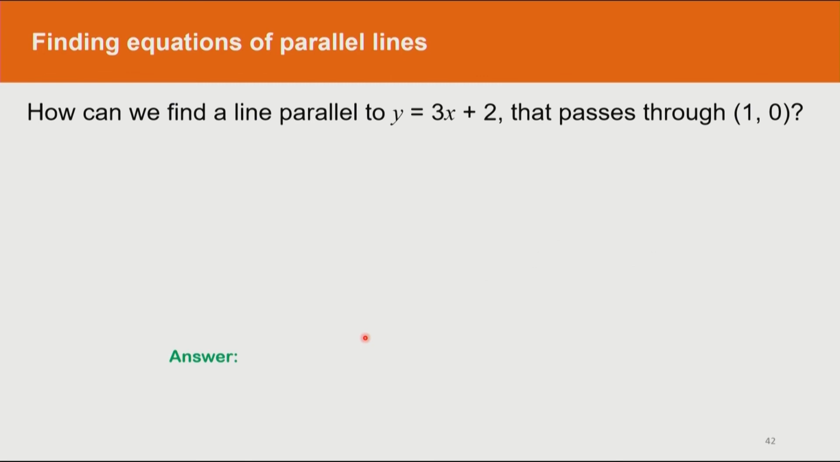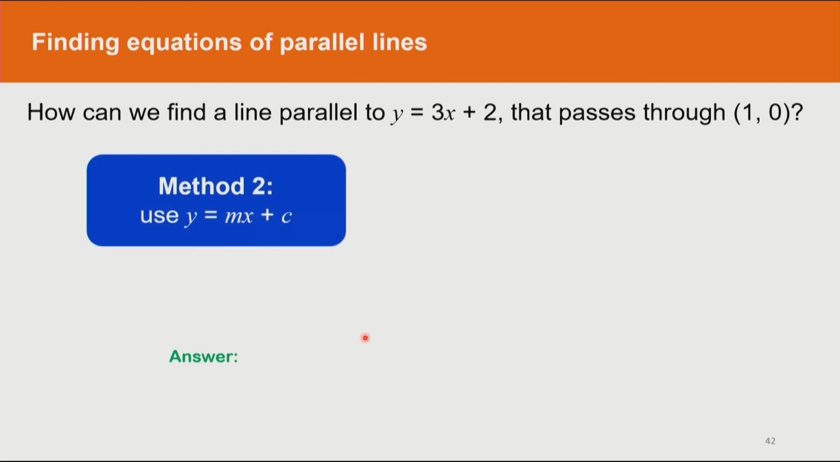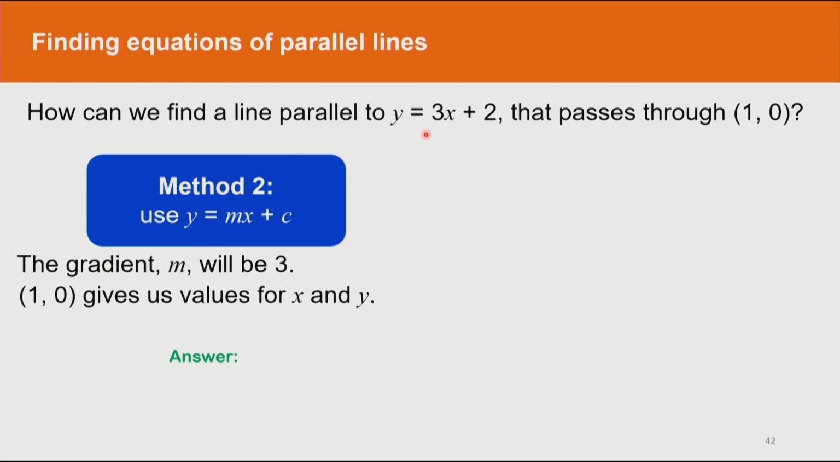Then, how can we find a line parallel to y equals 3x plus 2? That is method 2 now. We are using the general form of the equation, y equals mx plus c. So we know that the lines are parallel, meaning they have the same gradient of 3. So this m equals 3. And the point where the line passes through, that is 1, 0, we are going to use it to give us the value of c.